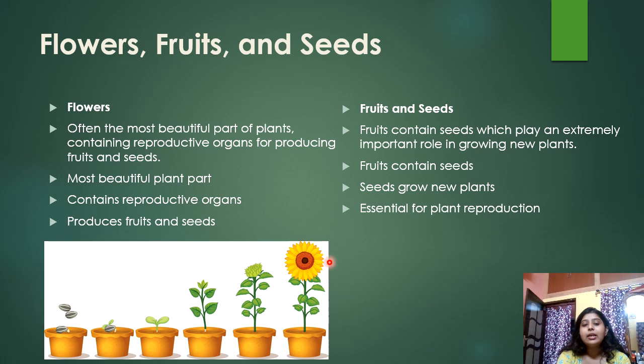Okay. See, through seeds a new plant can grow. Yes, a full new plant can grow. Fruits and seeds. Fruits contain seeds which play an extremely important role in growing new plants. Fruit contains seeds. Seeds grow new plants, and this is very essential for reproduction.